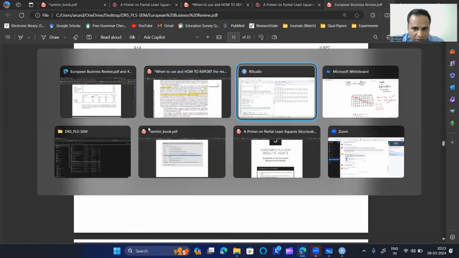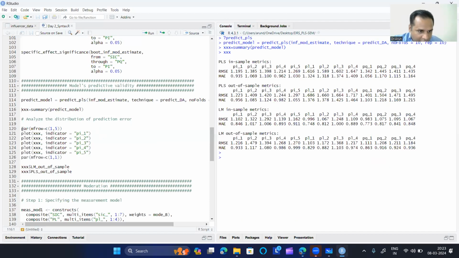Now let me show you. Again, this entire command from line number 120 to 126 is given by the authors. Now all of you friends pay attention. We always have to focus on the out of sample matrix, not in sample. This is in sample. See, this is PLS in sample results, and this is LM in sample results. You should least bother about in sample results, and you should focus only on out of sample results. Means you need to compare this matrix with this matrix. Focus on out, not on in. Again, I'm repeating, focus on out, not on in.